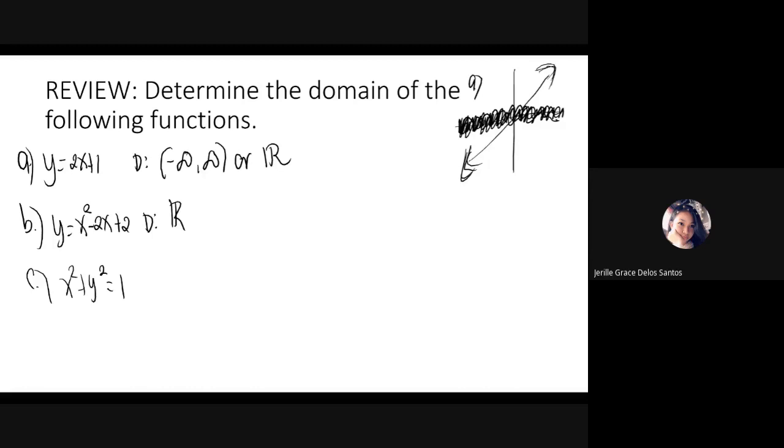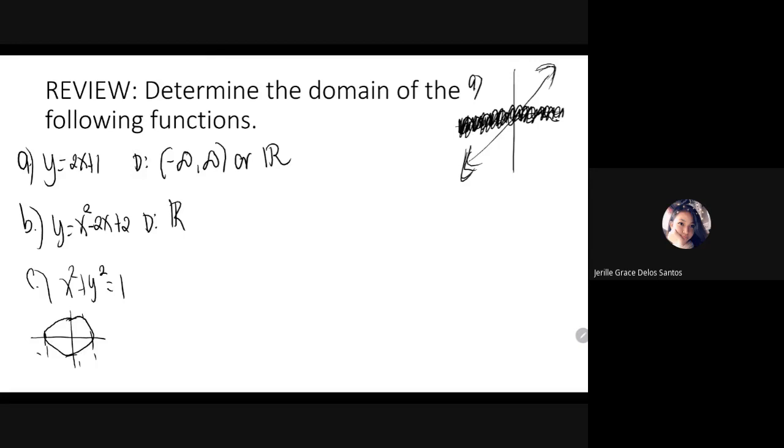x squared plus y squared is equal to 1. Do you recognize? It's not a quadratic. You forgot the lesson in pre-calc. Very good. That's a circle. So a circle that has a radius of 1. So this is negative 1 and this is 1. So the graph looks like this one.